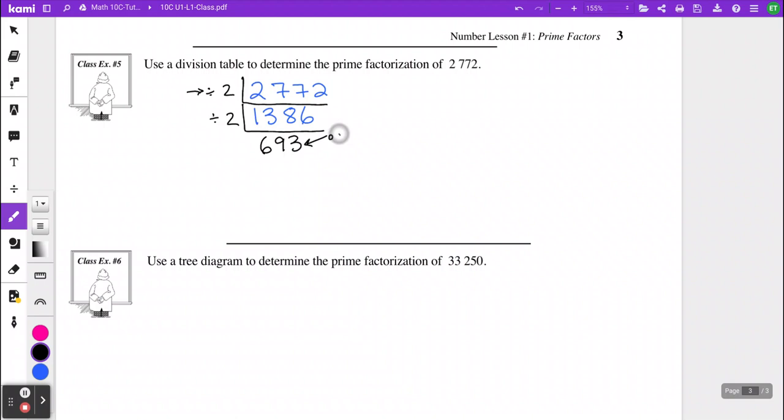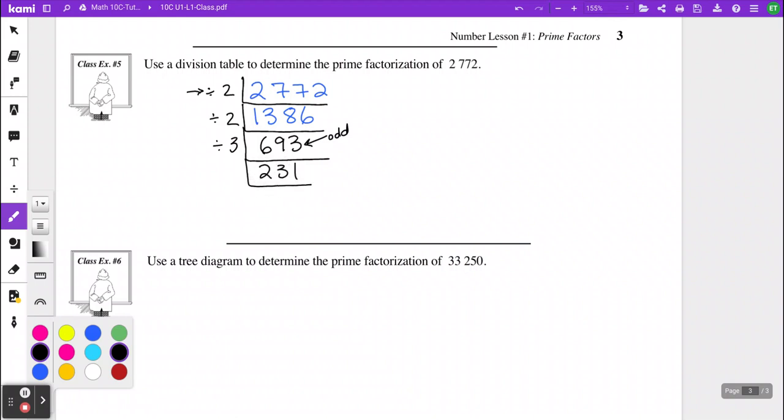This one is odd. So if it's an odd number, we can no longer divide by the number 2. So we're going to now try to divide by the number 3. And yes, dividing by the number 3 works. Works meaning you get a whole number, not a decimal number. So now 693 becomes 231.